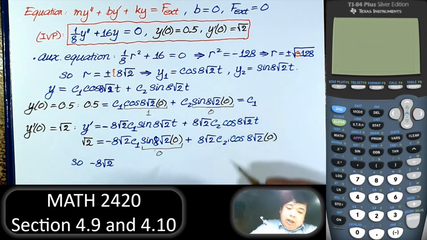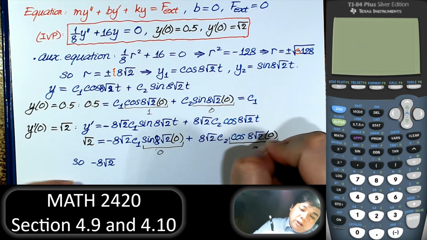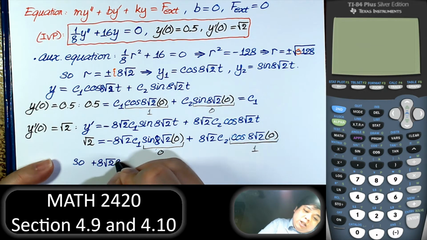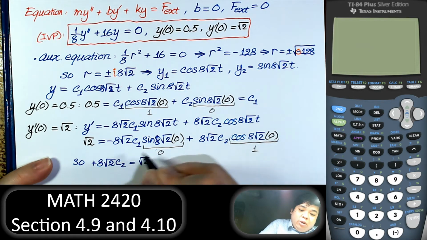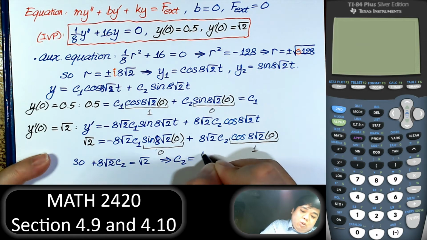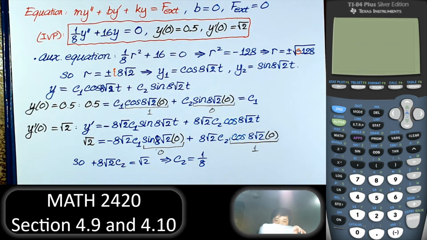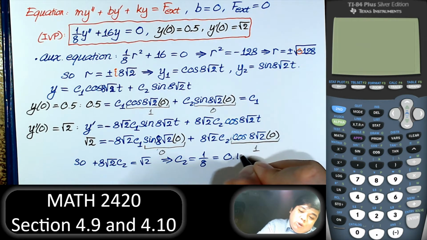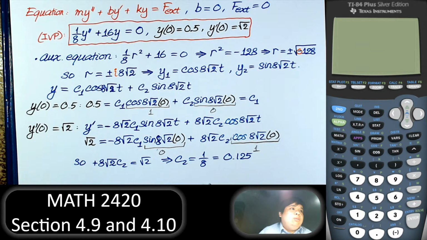Right. And cosine is equal to 1. So I have 8 square root of 2 c2 equal to square root of 2. Divide by square root of 2 and divide by 8. So c2 is equal to 1 over 8. Oh, we can write 0.125. Yeah, that's 1 divided by 8.